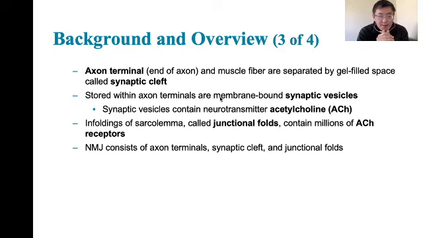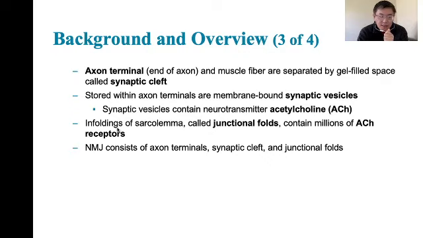At the end of the axon, there is a bulge structure called the axon terminal, which is also called the synaptic bulb. Between the synaptic bulb and the muscle fiber, there is a gel-filled space called the synaptic cleft. In the synaptic bulb, there are many small vesicles called synaptic vesicles. Synaptic vesicles contain the neurotransmitter acetylcholine.